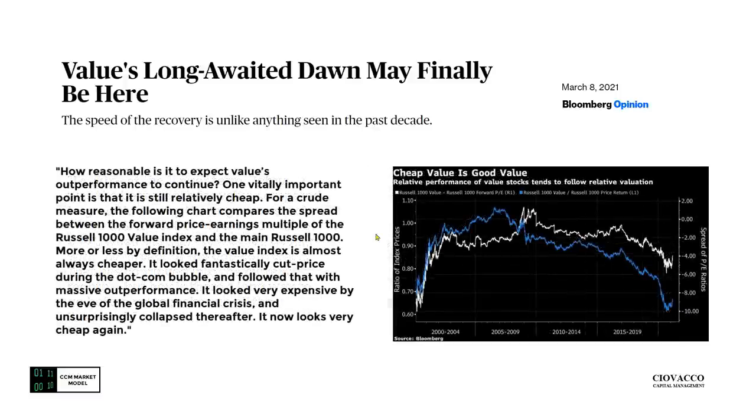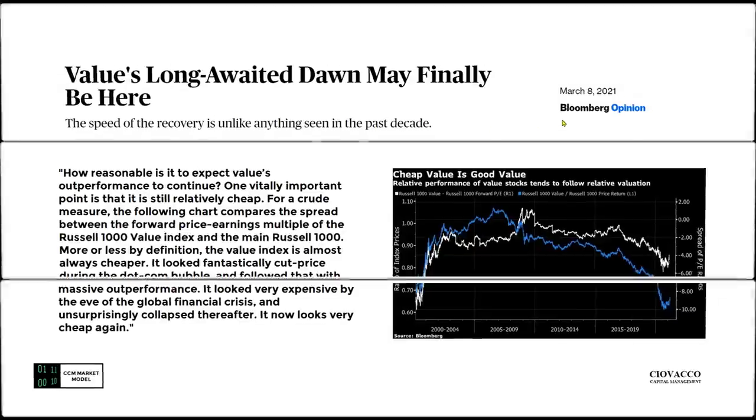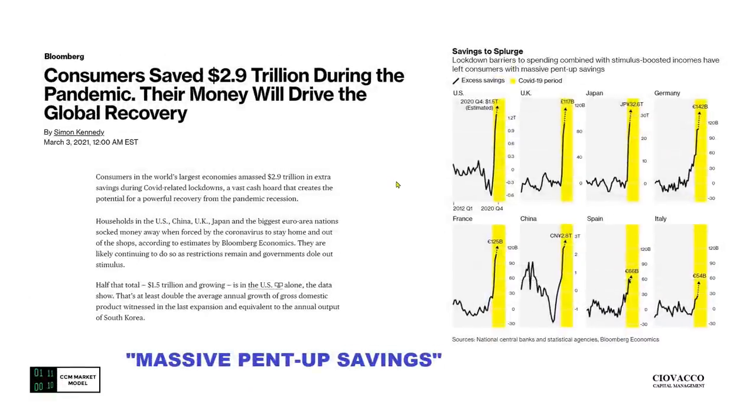Pause your video player here for a little bit more information on this topic, and better yet, just Google this title here and find the article on Bloomberg. Here's another Bloomberg article that you can find by Googling the title on your screen. Key takeaway, quote, massive pent-up savings, unquote. Not only in the U.S., U.K., Japan, Germany, France, China, Spain, and Italy.